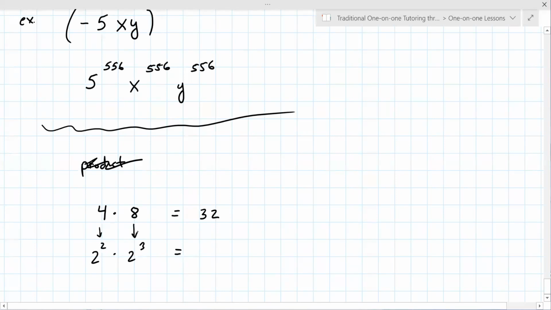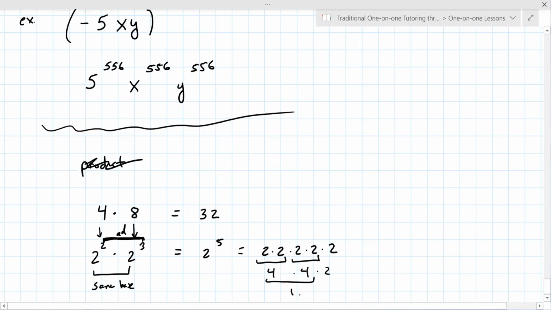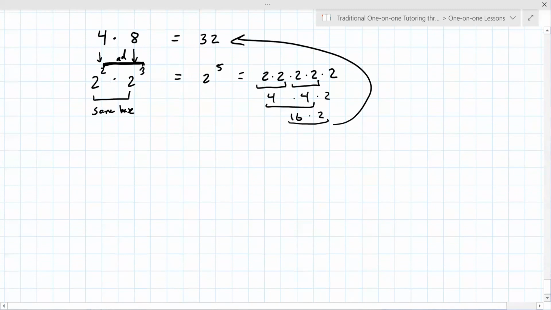So when you have the same base, you add the exponents. So this is 2 to the power of 5, which is 2 times 2 times 2 times 2 times 2. What is 2 times 2? 4. What is 4 times 4 times 2? It's 16 times 2, which equals 32. So here's your property: x to the n times x to the m equals x to the n plus m.